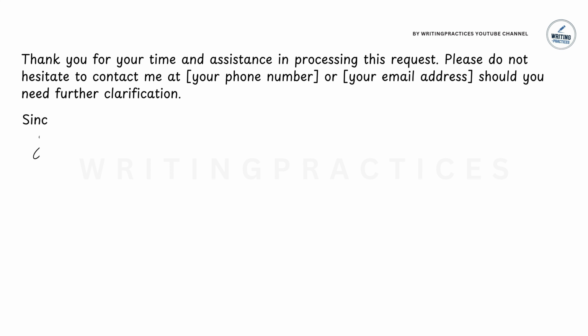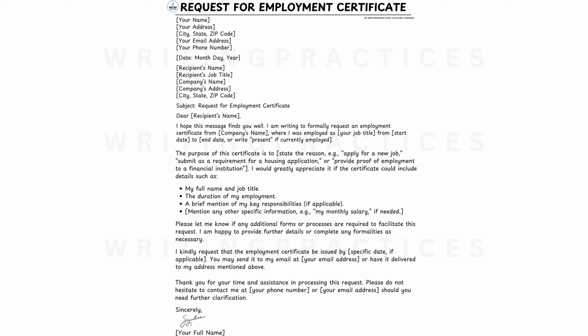Sign off. Finally, you'll sign off formally with "Sincerely," followed by your full name. Sincerely, your full name. This simple yet formal conclusion wraps up the letter effectively. And that's how you write a request letter for an employment certificate. By following this structure step by step, you can create a letter that's professional, polite, and clear. This approach ensures you communicate your request effectively while maintaining a positive relationship with your employer.